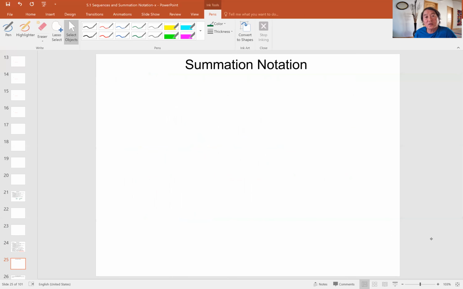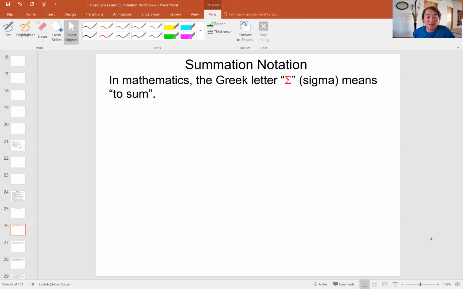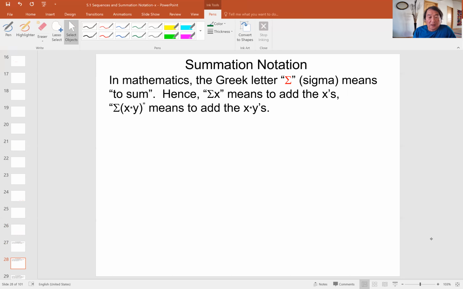Sum. One of the big things we want to do is add the numbers all together. Like, for instance, the sales of merchandise throughout the month, each day, you want to add up the monthly total. To make it simple, we use a Greek symbol, sigma, for sum. So if I read sigma x, it means add all the x. If you read sigma x times y, it means multiply the x times the y, then add them.